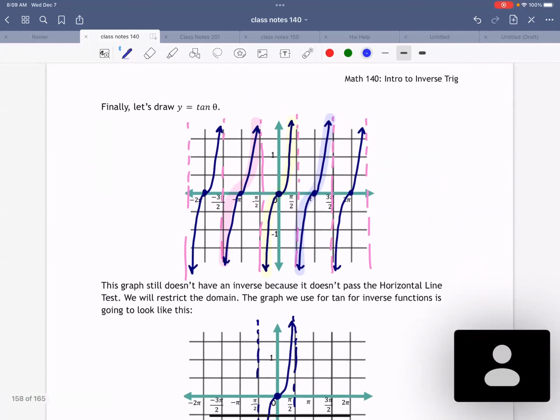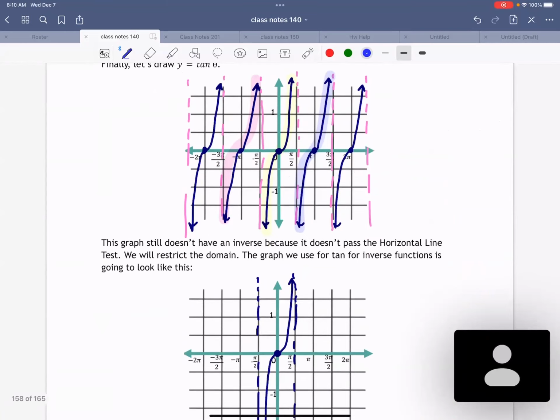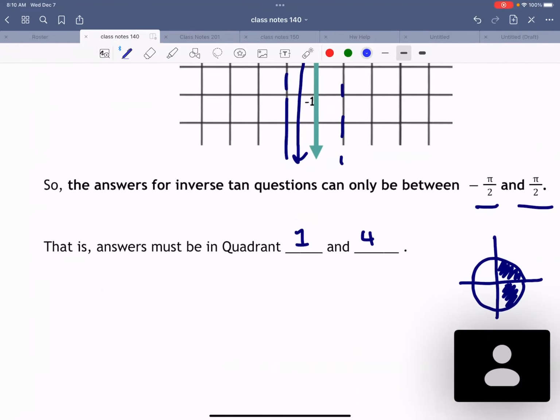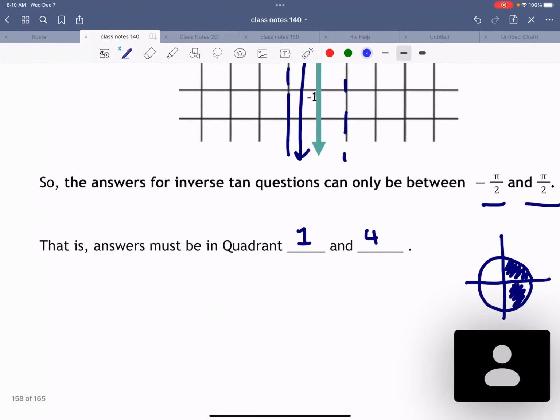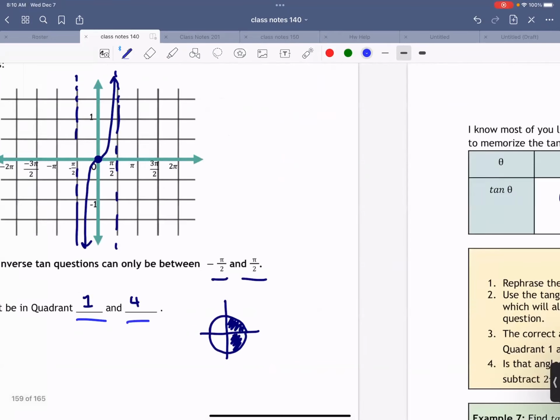And then we finally started to talk about tangent, right? So we talked about the tangent function. It didn't pass the horizontal line test at first, but we restricted the domain to make it actually have an inverse. But because of that, tangent's kind of like sine. The answers have to be between quadrants 1 and quadrant 4. Same thing as sine. Okay.